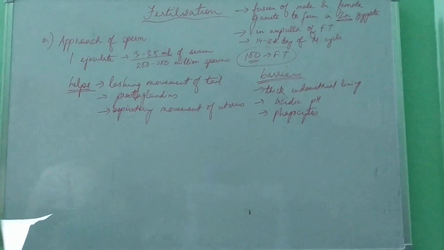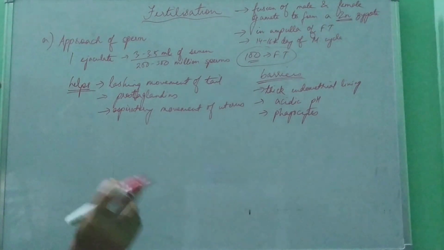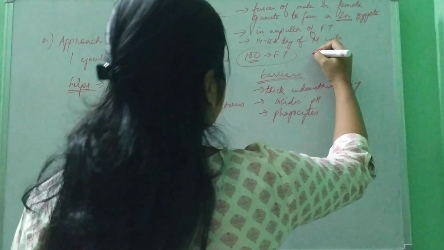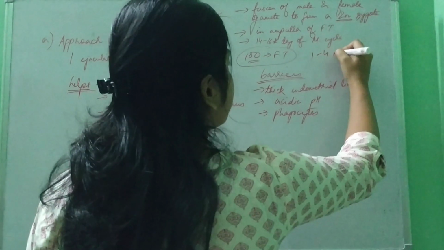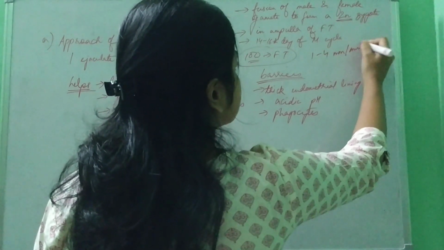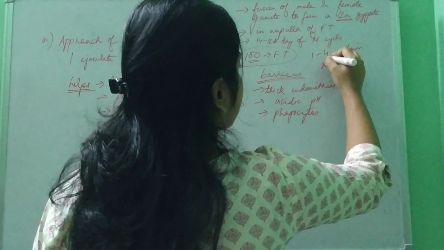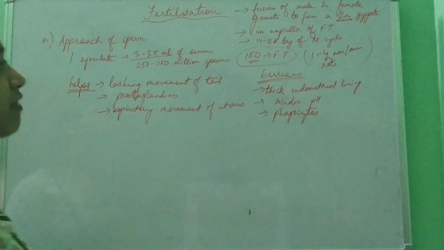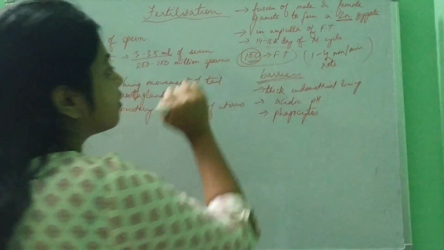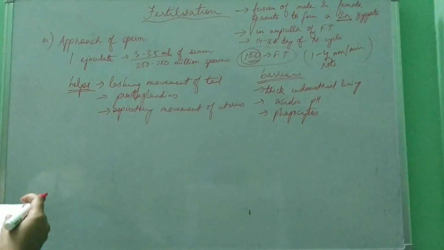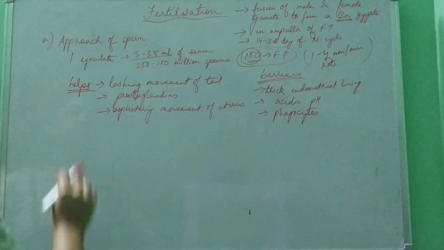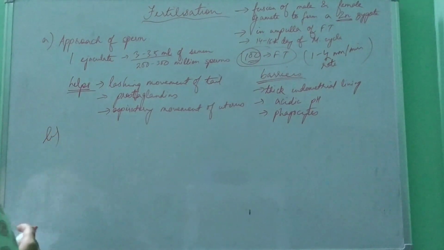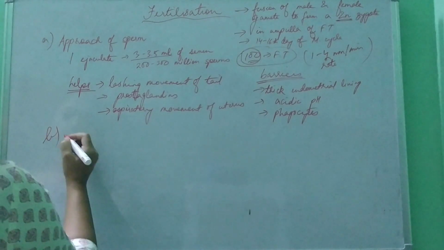Okay. So these sperms have a certain speed at which they move. They will move at the rate of 1 to 4 millimeter per minute. This is the rate at which the sperms move. So finally, we have got 100 sperms. Now, this is the first step, approach of sperm. The next is, we'll write it as B.